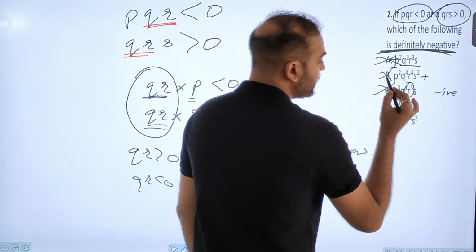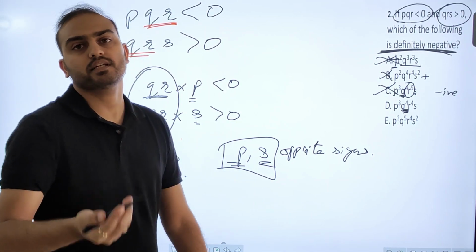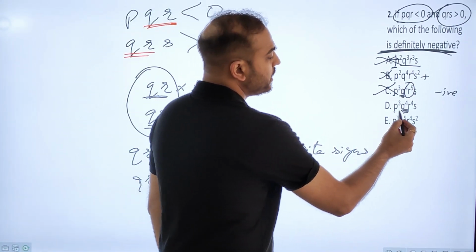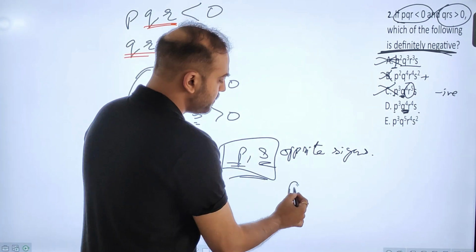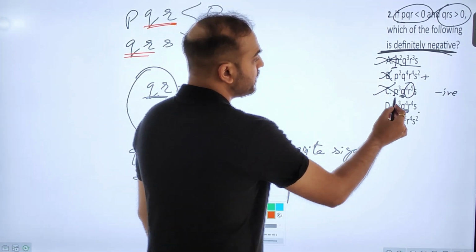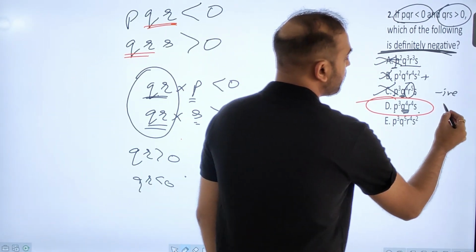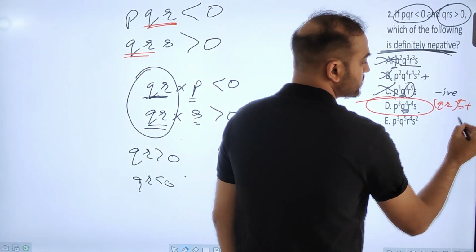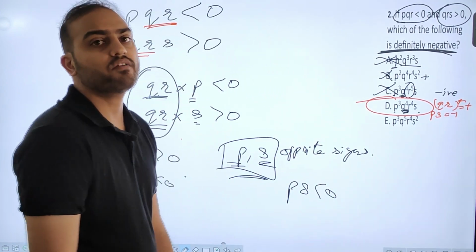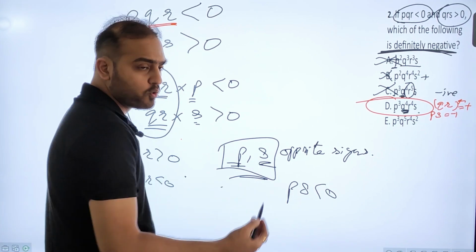If you look at option D, it is QR to the power 4. Again, power 4 means even power, which means definitely positive. So QR is gone. P into S, I know from here, is negative. So this will be definitely negative. Why? Because QR is power 4, which is positive, and PS is negative. Positive into negative is definitely negative. So I hope you understand this.